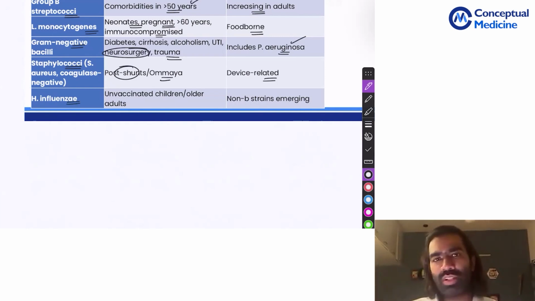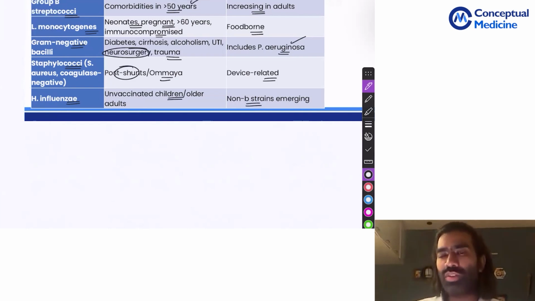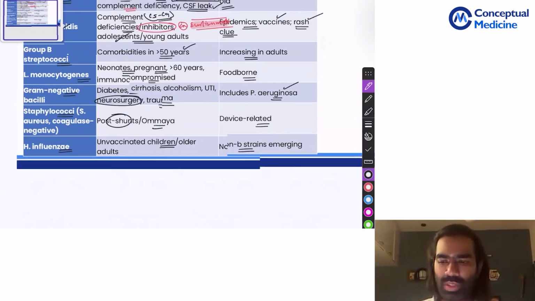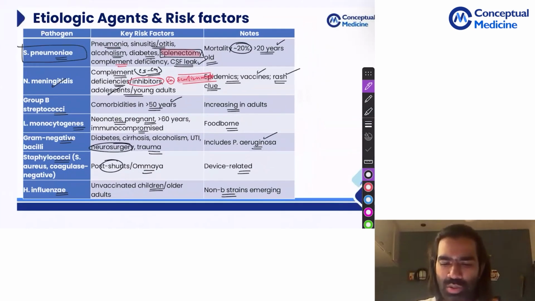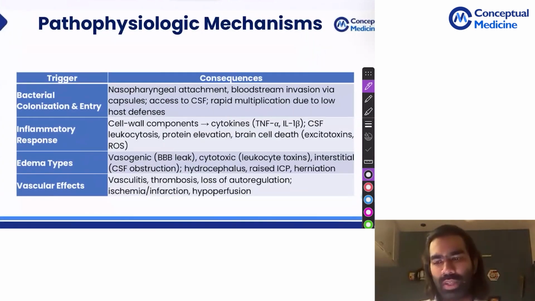And Haemophilus influenzae is quite common in unvaccinated children only. So in the post-vaccination era, it is very, very rare. But still, the majority of non-B strains are emerging in the recent past. That's a big threat to the community right now. But again, number one is going to be pneumococcus, followed by meningococcus. These two are going to be the most important.